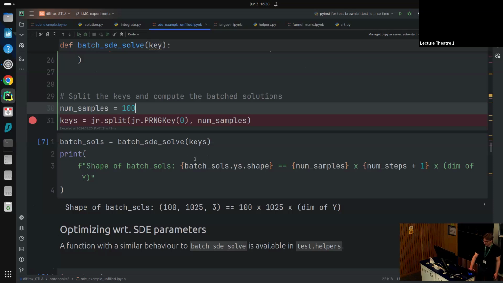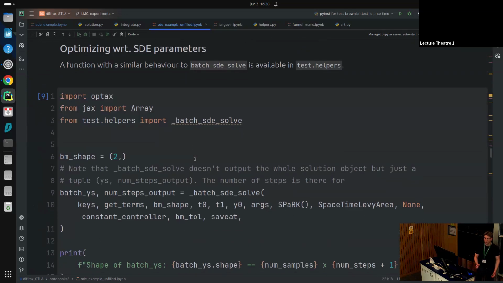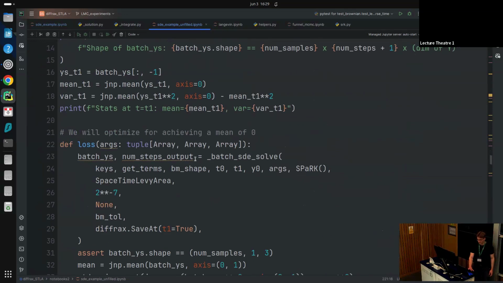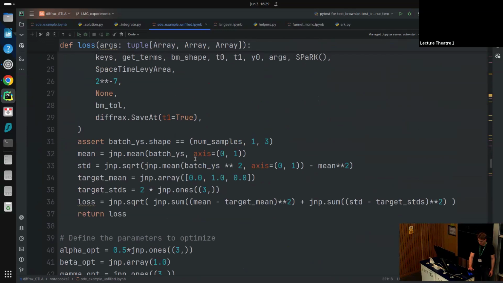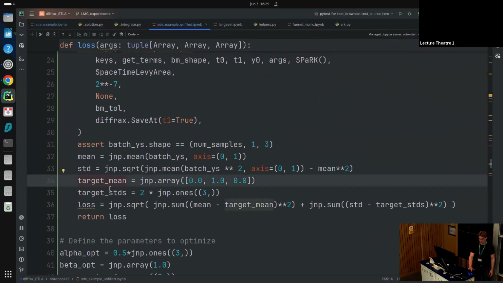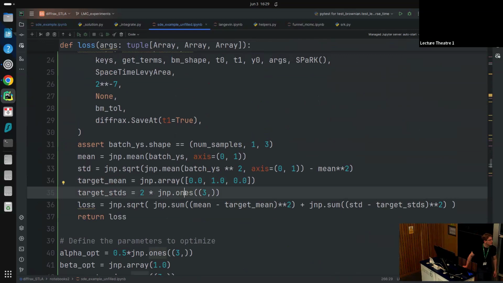we can think, okay, what if we want to optimize the parameters of an SDE so that it matches a certain variance and mean, right? So we will optimize to get a mean of 0, 1, 0 and just a variance of 2 at time t equals 2, right? So normally we don't know anything about this SDE, no theoretical guarantees, so we couldn't do this with theory. So we need to do it numerically.